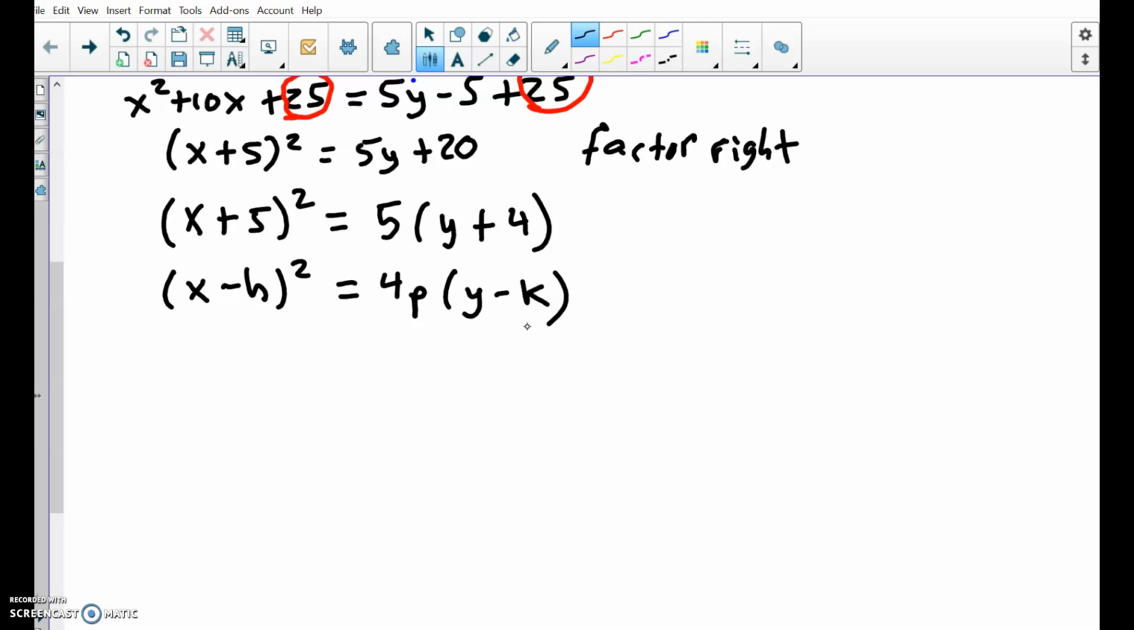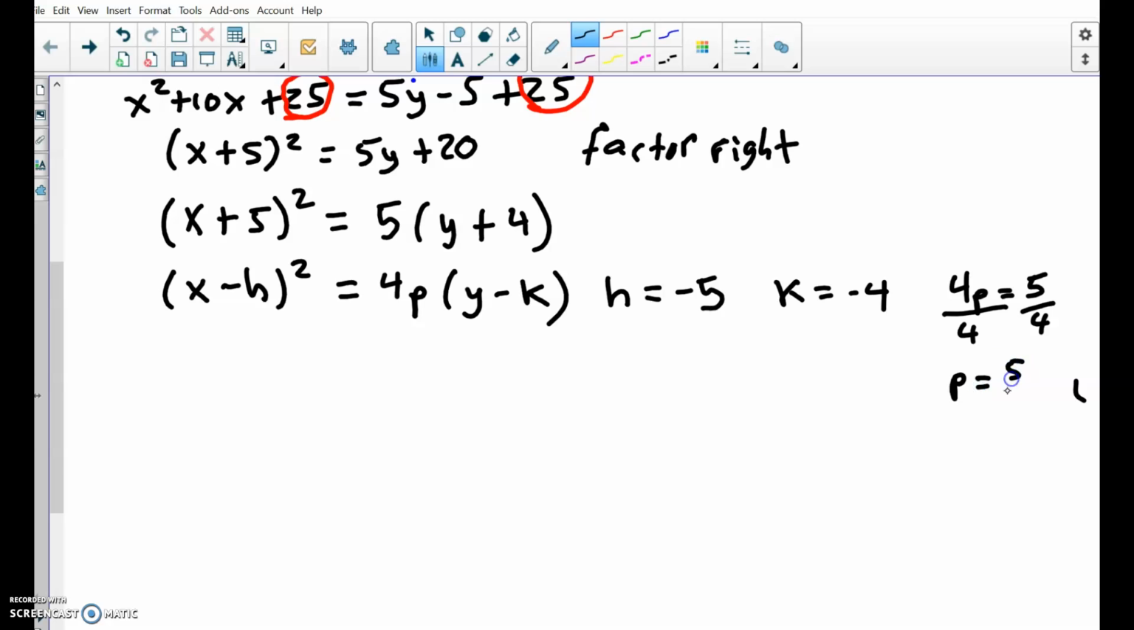So h is going to be -5. Our k is going to be -4. And then our p takes a second to figure out. We know that 4p is equal to 5. So p must be 5/4. Alright, so we have all the pieces we need.